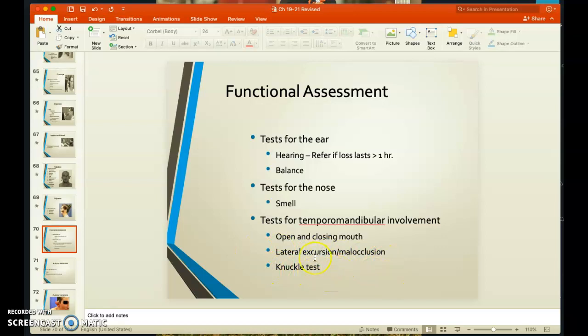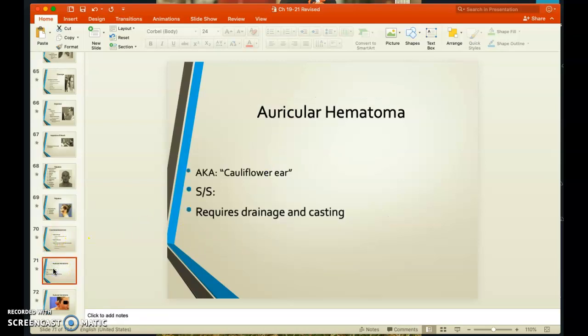And the knuckle test, have them bend 2 fingers and then have them bite on their knuckles. Everybody should be naturally able to get 2 knuckles within their mouth. If they can't open their jaw wide enough, they need to be seen for a TMJ issue.